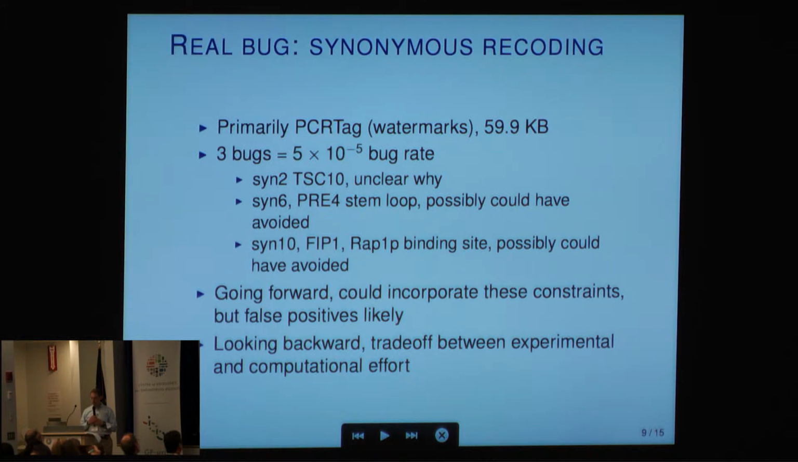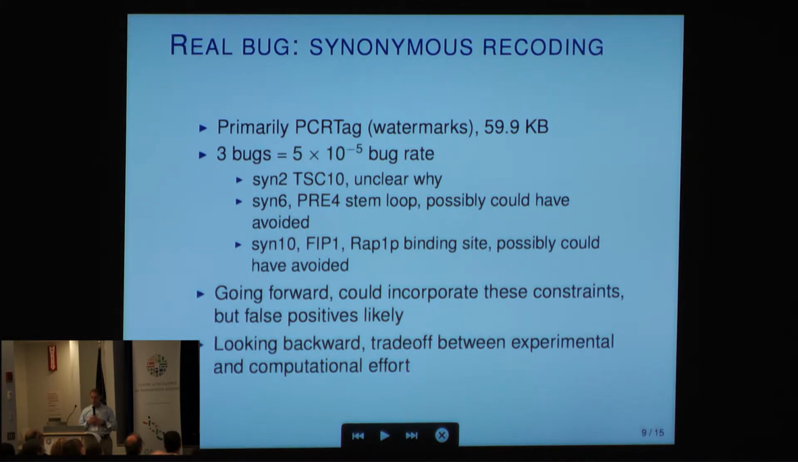Another real bug: synonymous recoding. Primarily, this was for PCR tags and for watermarks, about 60 kb of bases affected. Also, there's some recoding for restriction enzyme sites, about 5,000 bases, so a far smaller fraction. So out of these 60,000 bases, 3 bugs, a bug rate of 5 times 10 to the minus 5th, much better than my bug rate when I'm programming.